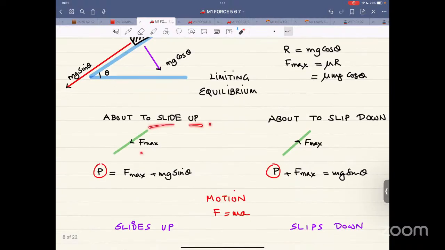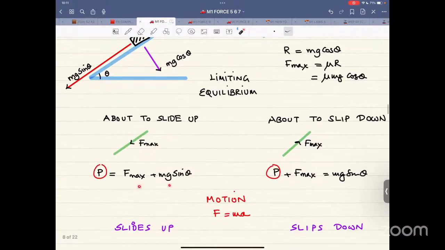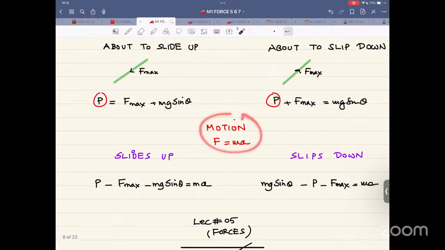About to slide up, friction is down. About to slip down, friction is up, because friction opposes motion. So if friction is down, mg sine theta is down, P is equal to this plus this. If it's about to slip down, friction is up. So therefore, P plus F max is mg sine theta. If there is motion and it is sliding up, that means F max is still down, but P minus F max minus mg sine theta is mass into acceleration. If it slips down, mg sine theta minus P minus F max is mass into acceleration.